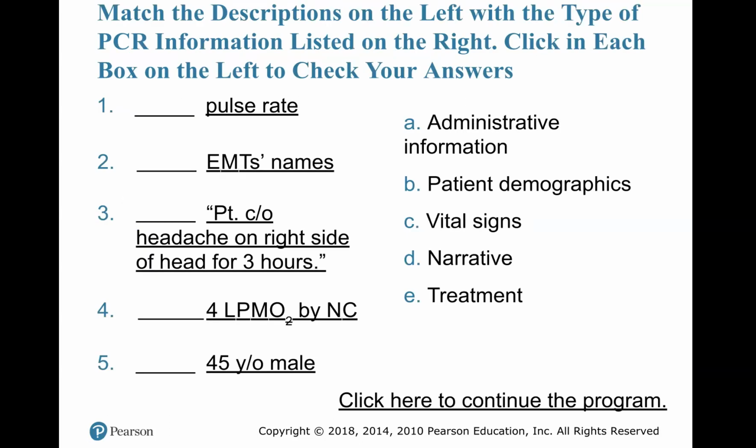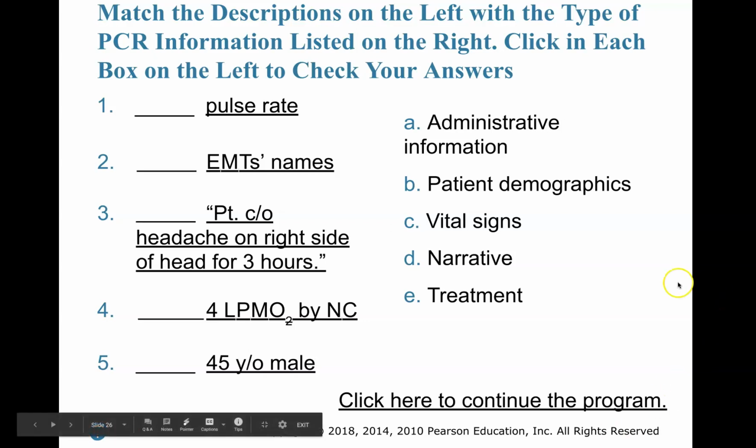All right, so we're going to match the description on the left with the type of PCR information listed on the right. Click in each box on the left to check your answers. All right, so number 1, pulse rate.